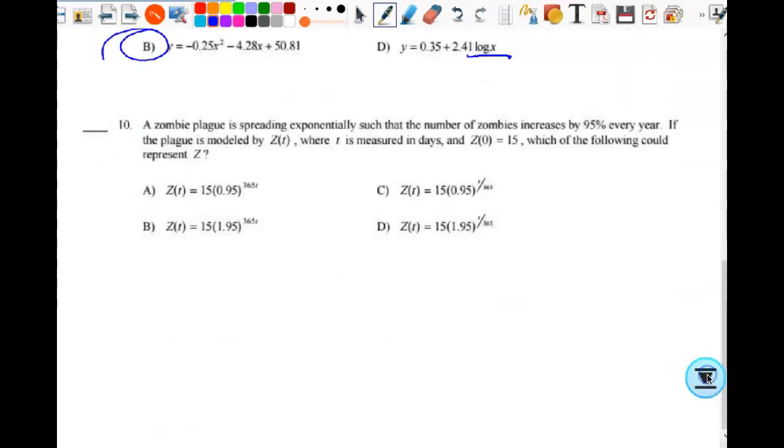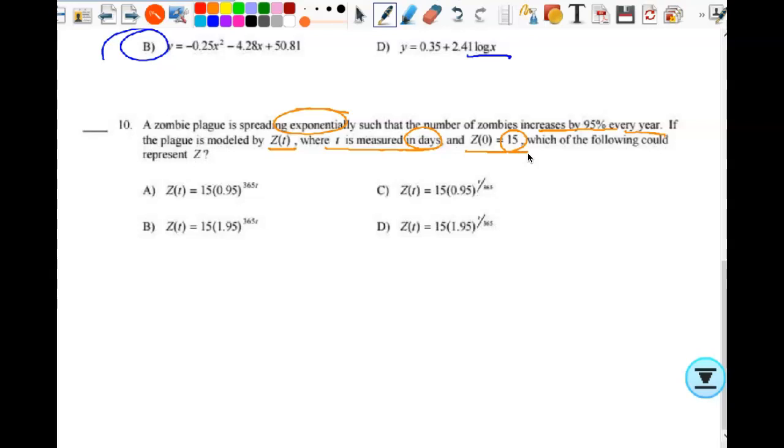All right, a zombie plague is spreading exponentially such that the number of zombies increases by 95% every year. If the plague is modeled by z of t, where t is measured in days, and z sub 0 is 15, which of the following could represent z? Well, notice the 15, that's your a value for all of them. So it gave that to me. That's important, but I don't really have to do anything with it, right?